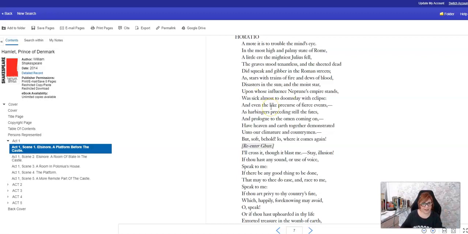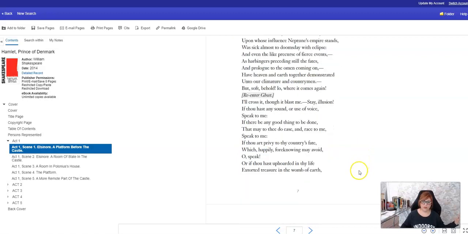But as he's telling us, as he's making this parallel between Rome and Elsinore, the ghost comes back. Re-enter ghost. And he goes, I'll cross it, though it blast me. So Horatio's like armed, like he's ready to do whatever he's got to do. And so he's like, stay illusion. So he doesn't want the ghost to leave again. And then he begs him, if thou hast any sound or use of voice, speak to me. Speak to me if there be any good thing to be done, that may to thee do ease and grace to me, speak to me.